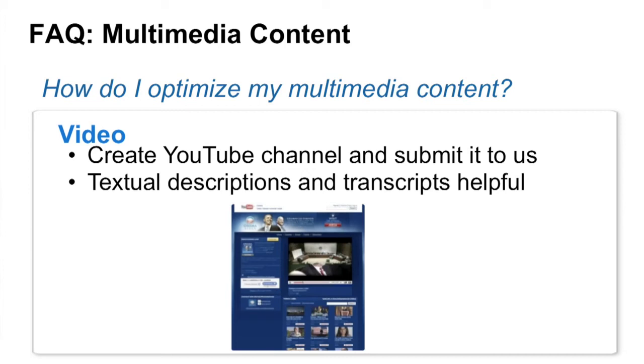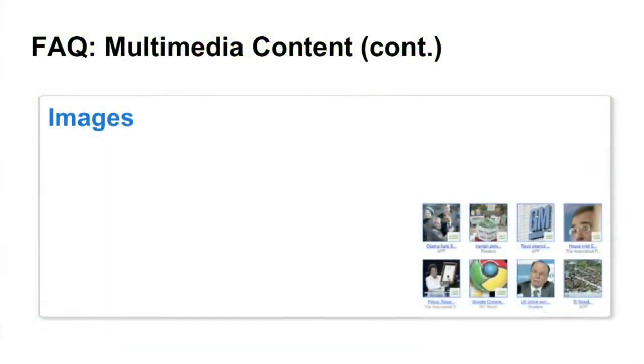And if you do use YouTube, remember that including textual descriptions and transcripts are also helpful, because that helps us associate a specific video with the subject matter. Now let's talk about images. With images, we have 5 tips that will help you get your images included in Google News search.